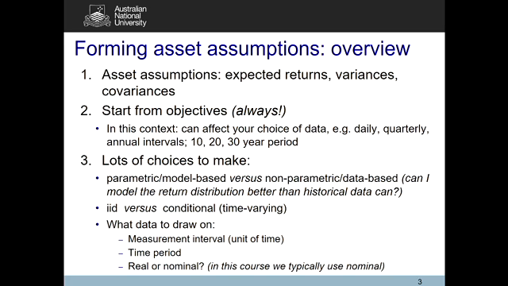Whatever we do, we always need to start from our objectives. Now, in the context of this week, our investors' objectives will affect our choice of what data we use. Am I a short-term or a long-term trader? If I'm a short-term trader, I don't care about fluctuations over years. I care about fluctuations over days. So maybe I want to use daily returns. If I'm a long-term trader, I might want 1 year returns or 5 year returns.